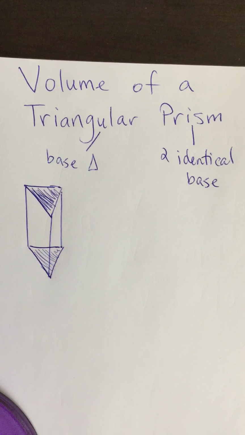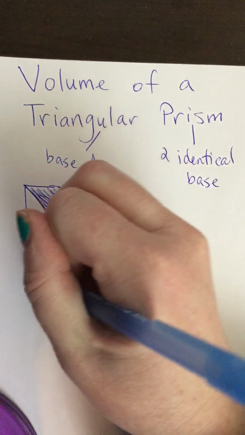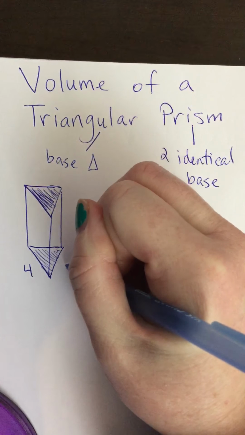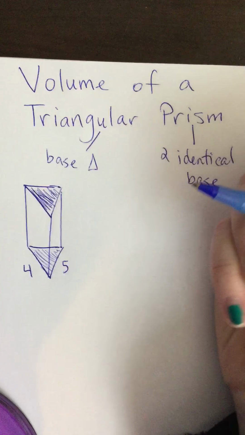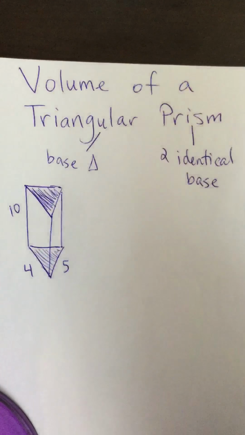Okay, now we need to label a few things. This will be a 4. This will be a 5. This is not drawn to scale. This could be something, doesn't really matter, and right here will be a 10.